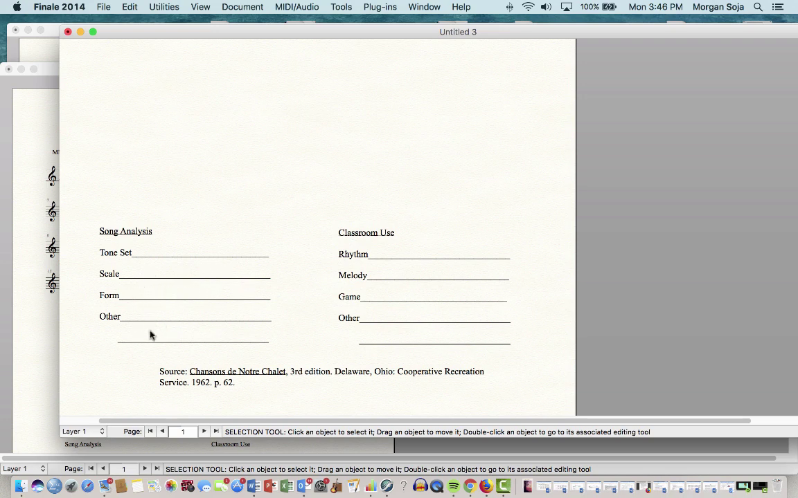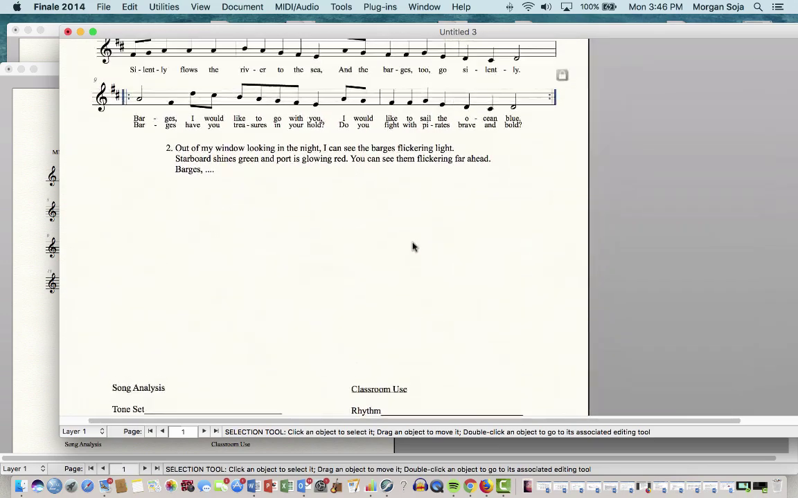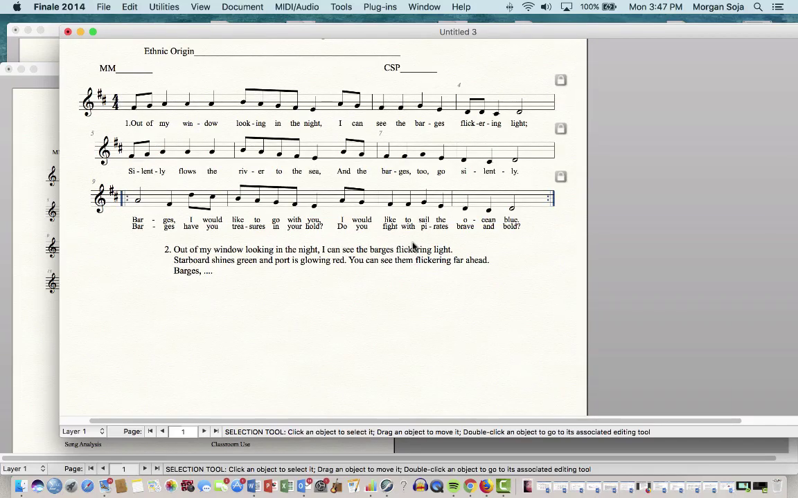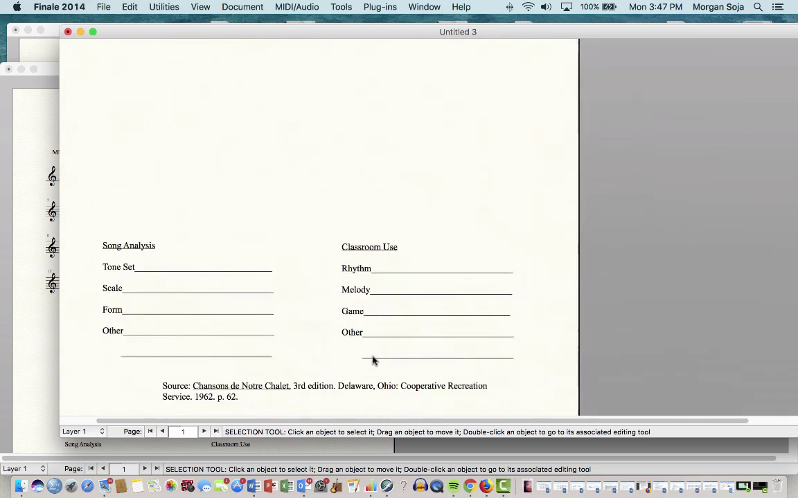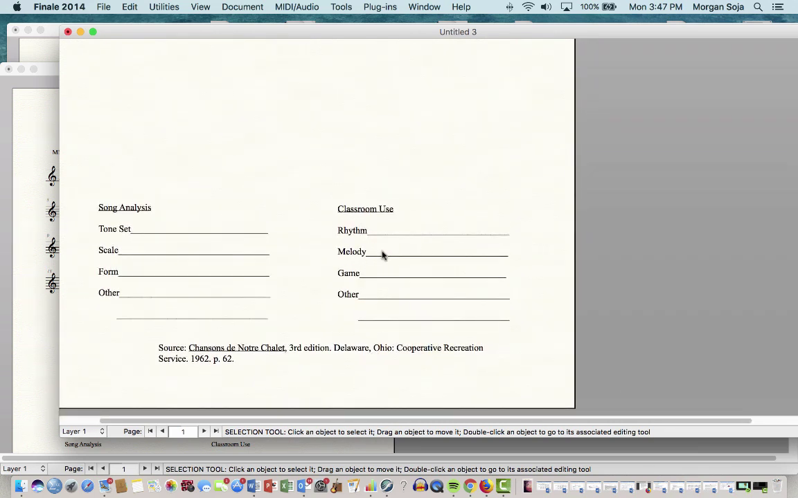What's the form? We could put in AABB. What other things might we have here that are interesting? And then what would I use it for as far as rhythm goes, as far as melody goes? Is there a game to play that goes along with it? And then any other pedagogical things. So rhythmically, I'm like, meh. By the time I would have my students singing this, I would think they should know all of these rhythms pretty much. But for the melody, having that descending scale and then the do ti do turn, that's something that I would love to teach with that.